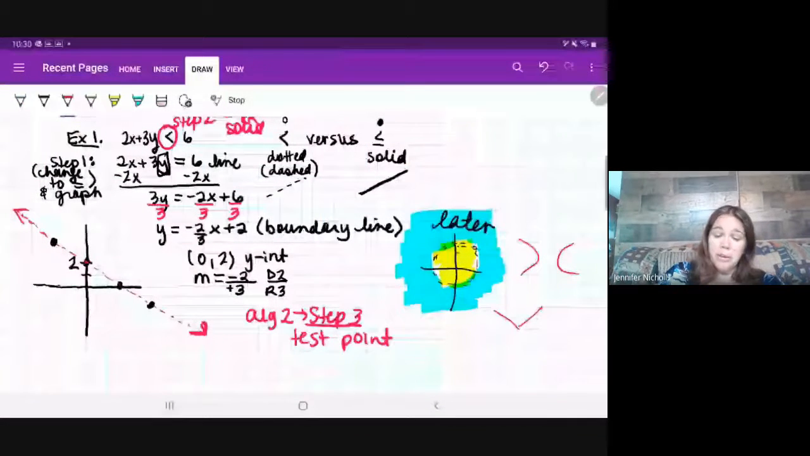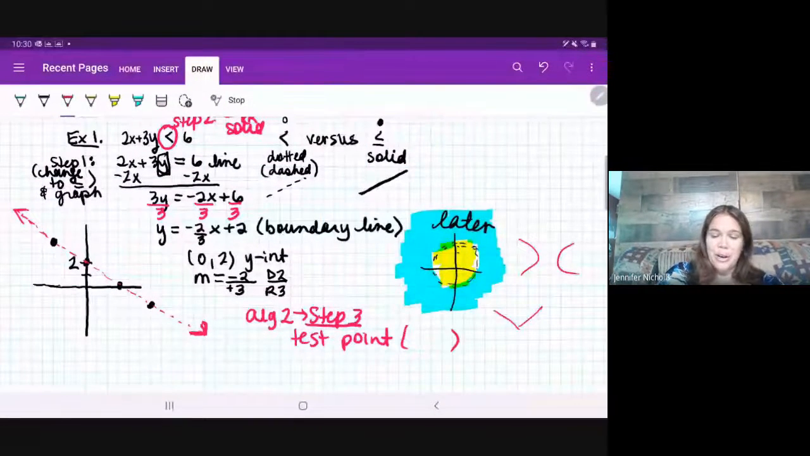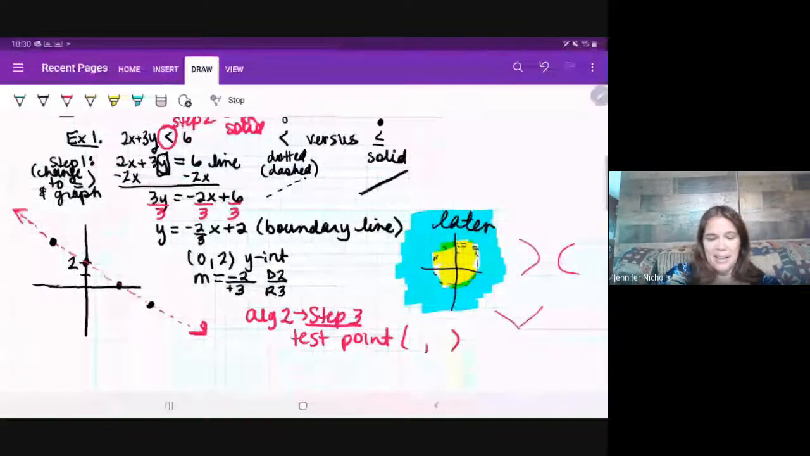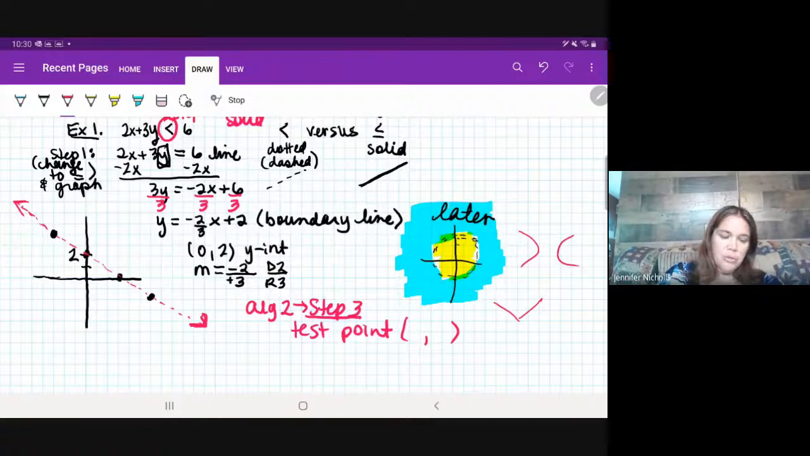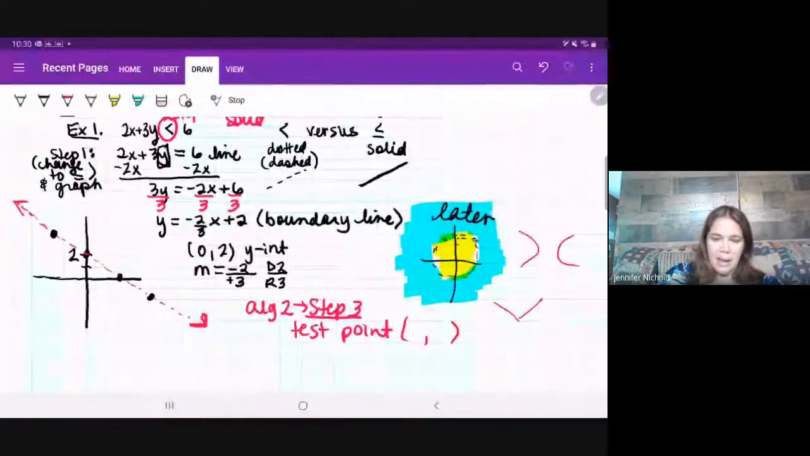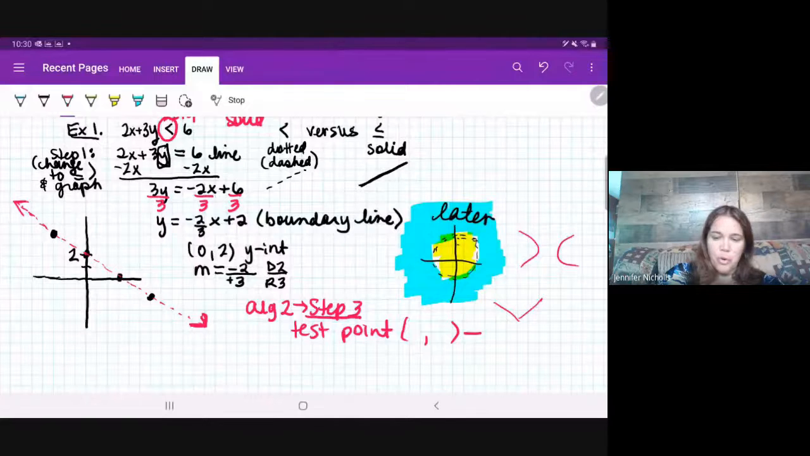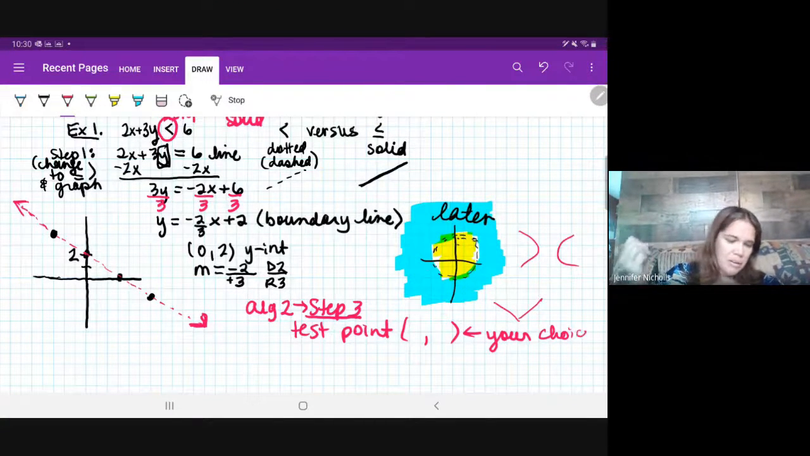Okay, and some of your teachers who teach Algebra 2 probably taught you the test point method. So what you do is you test a point on one side of the line. So this is your choice. Now, I usually don't pick 0, 0. I used to pick 0, 0, but I find if I pick other numbers, it's usually easier for students. So you have to pick a point. I'm going to pick this point. I like to pick a point with the same X and Y value if possible.